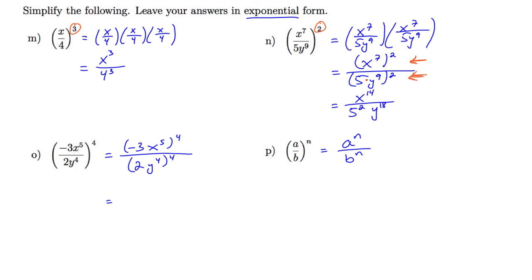We'll now apply that outer exponent using our product to a power rule, and that will give us negative 3 to the 4th, x to the 5th to the 4th, but we know when we have powers to powers, we multiply, so x to the 20th. And in the denominator, we'll have 2 to the 4th, and y to the 4th to the 4th, which means we will end up multiplying those two powers, giving us y to the 16th. Again, only because it tells me to leave the answer in exponential form do I not try to simplify this a little bit further.